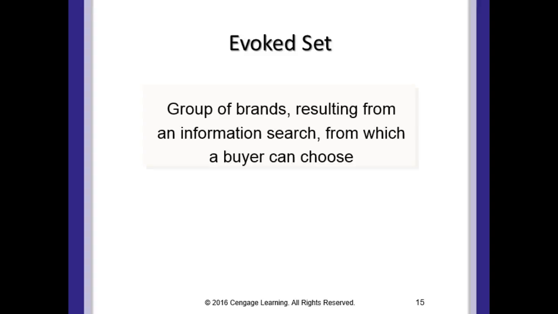All right, an evoked set is when you're doing your research and you're getting all of your information. The evoked set is the listing of products, usually broken down by brand, that you have on your list to make your choice from. These are, in essence, your options. An evoked set is kind of like your options as to what product you can buy that would meet the criteria that you have in place for your needs or your wants.